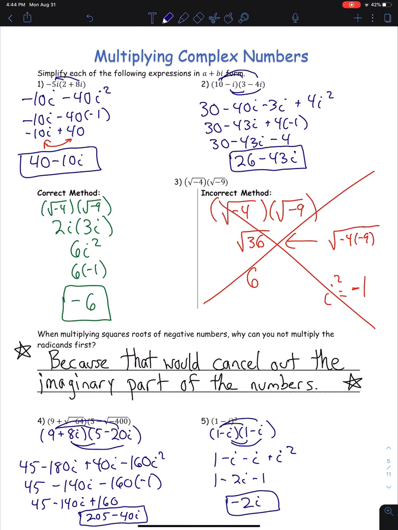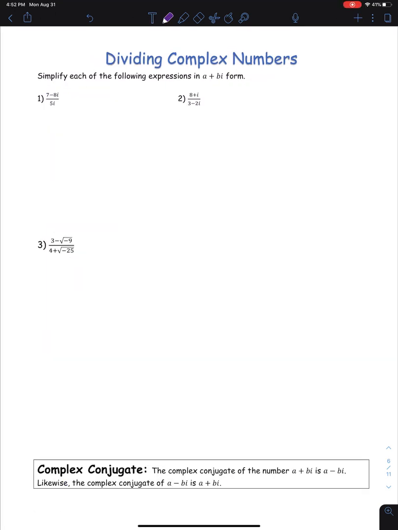That's it for multiplying. Turn the page and we're going to do division. Dividing complex numbers is very similar, as we've been saying this whole time, to dividing radical expressions. So if you look at number 1, just like we can't have an irrational in the denominator, we can't have an imaginary number in the denominator. So we'd multiply the numerator and the denominator by the imaginary part of the denominator, which is i.